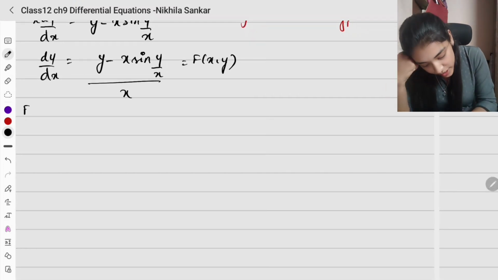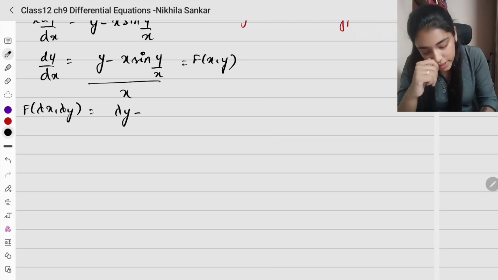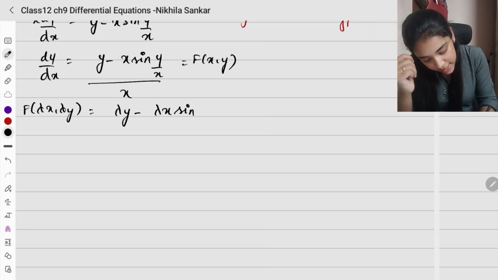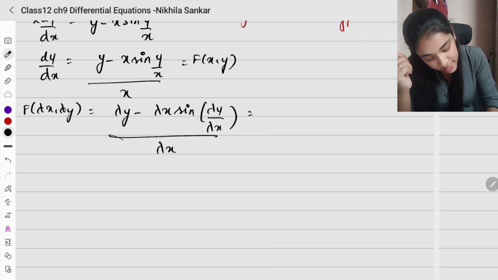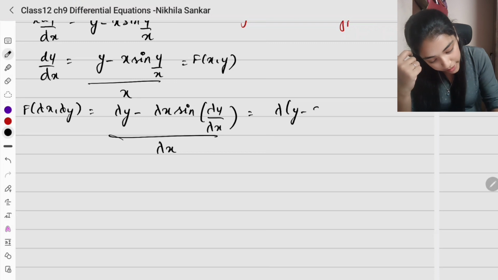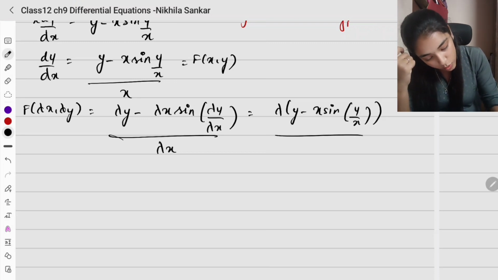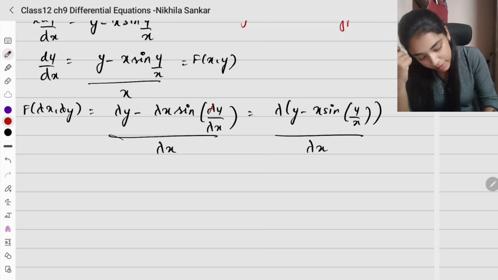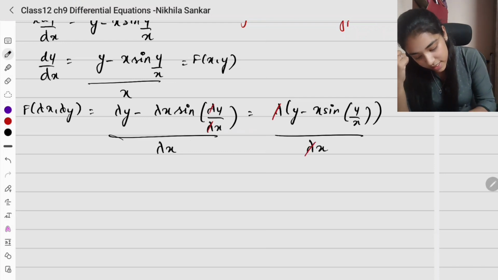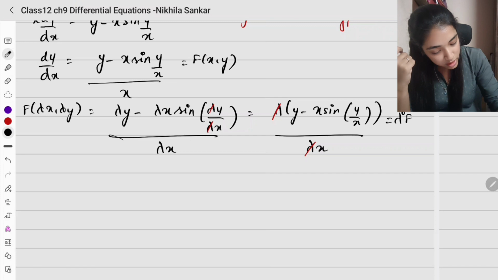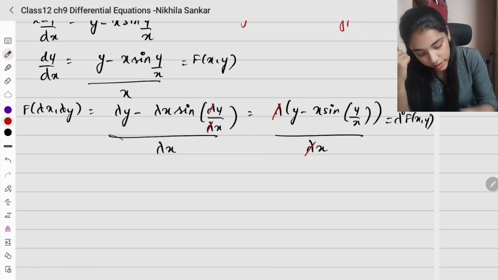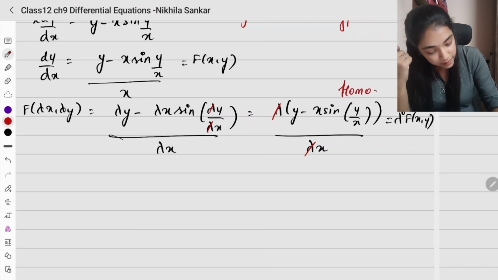Okay. Now, how do we find out whether it is homogeneous? f of lambda x, lambda y equals lambda y minus lambda x sin of lambda y by lambda x, the whole divided by lambda x. Taking lambda common, y minus x sine of y divided by x, the whole divided by lambda x. Here lambda lambda cancels, and here also lambda lambda cancels. So I'll be left with lambda naught of f of x comma y. So this is homogeneous.